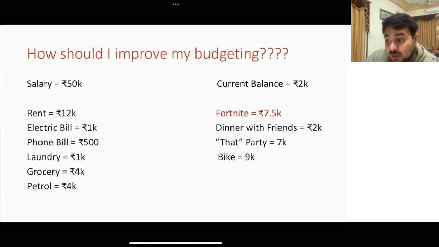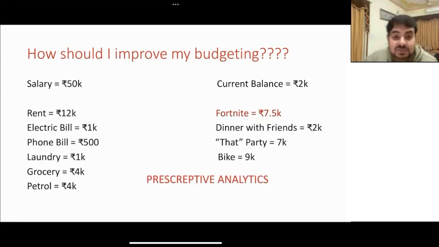So yeah, if I have to keep myself in a situation where I'm not living with 2K, I know bike maintenance is just a one-time exercise, but I should start spending less on Fortnite to be in a situation where I can save money. That's another fancy term: prescriptive analytics, where we basically tell them the solution.